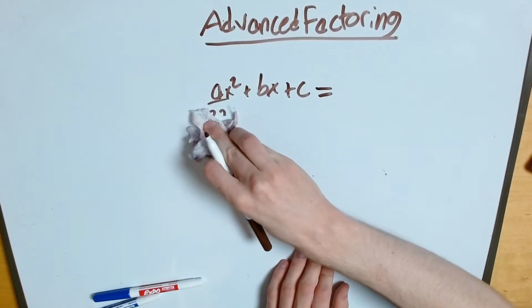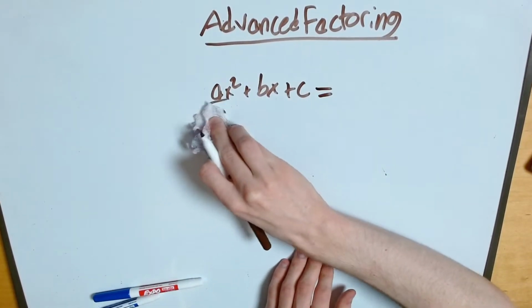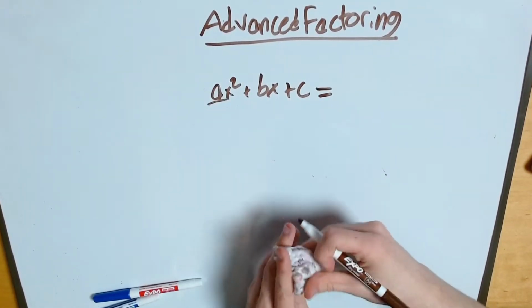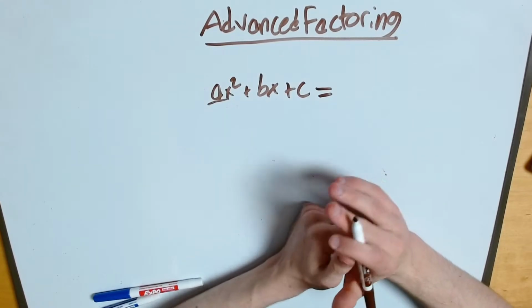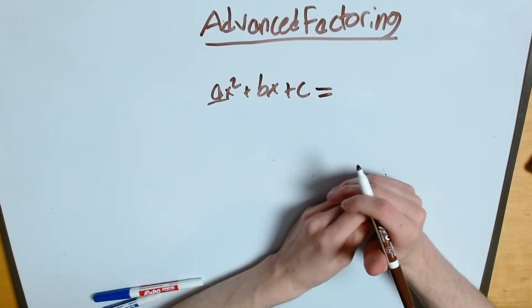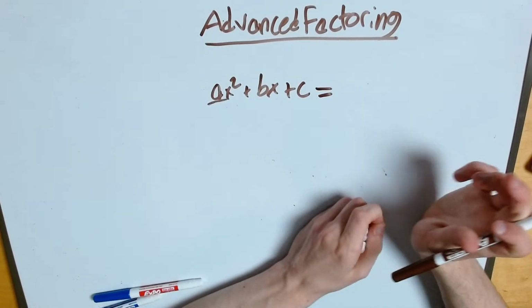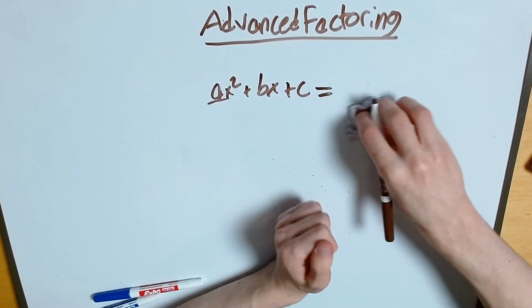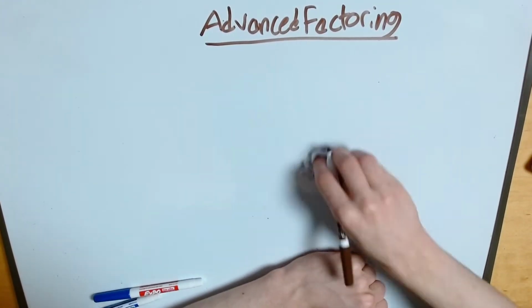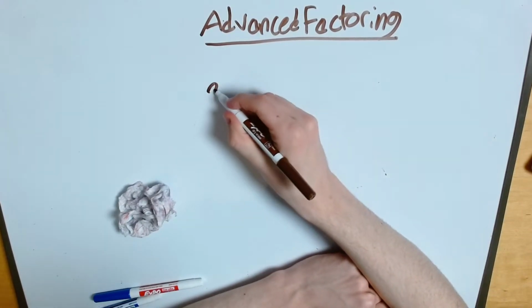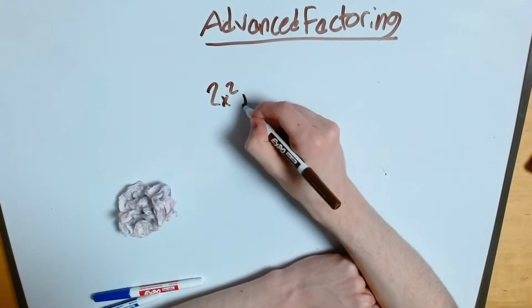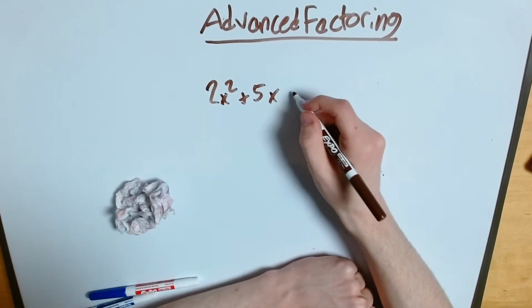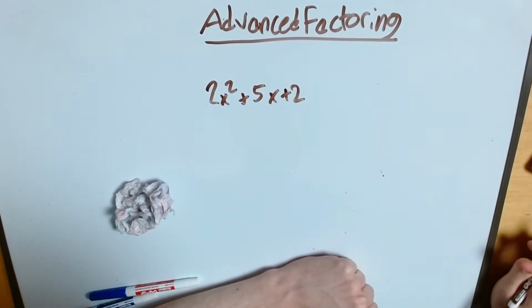And the easiest trick that I've found has been to factor by grouping. What is grouping? Well, grouping is when we find solutions that work and we group them together with parentheses. To show you what I'm talking about, we're going to start with a sample quadratic to factor. Let's say 2x squared plus 5x plus 2.